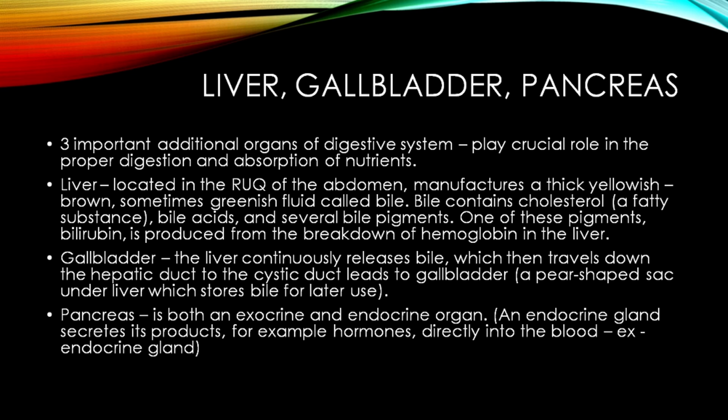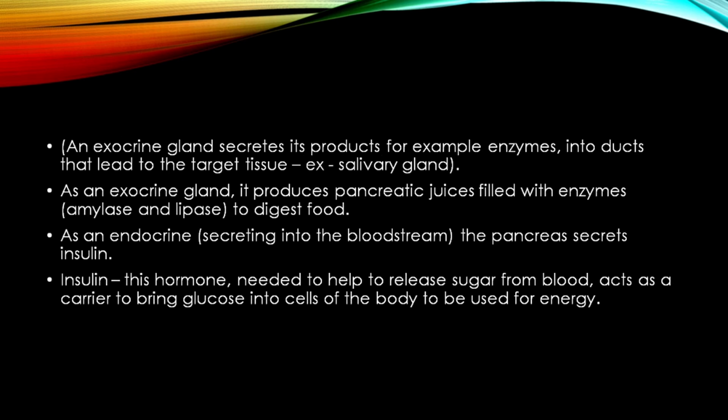Gallbladder. The liver continuously releases bile, which then travels down the hepatic duct to the cystic duct, which leads to the gallbladder. Pancreas. It's both an exocrine and endocrine organ. The difference between the exocrine and endocrine organ is that the endocrine gland secretes its products directly into the blood, and the exocrine gland secretes its product into ducts that lead to the target tissue.